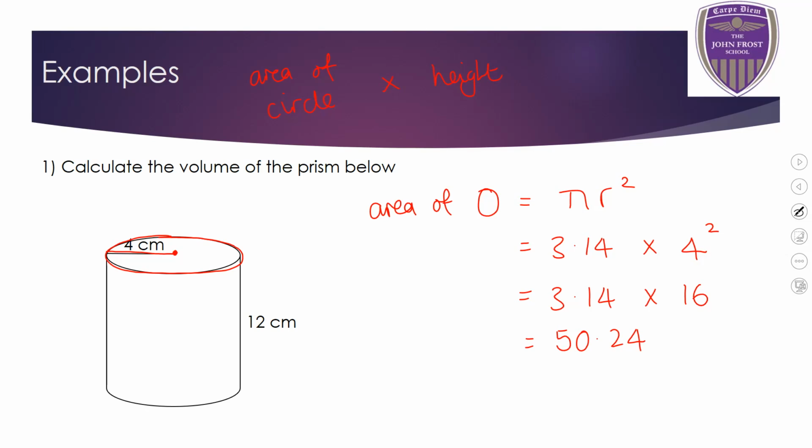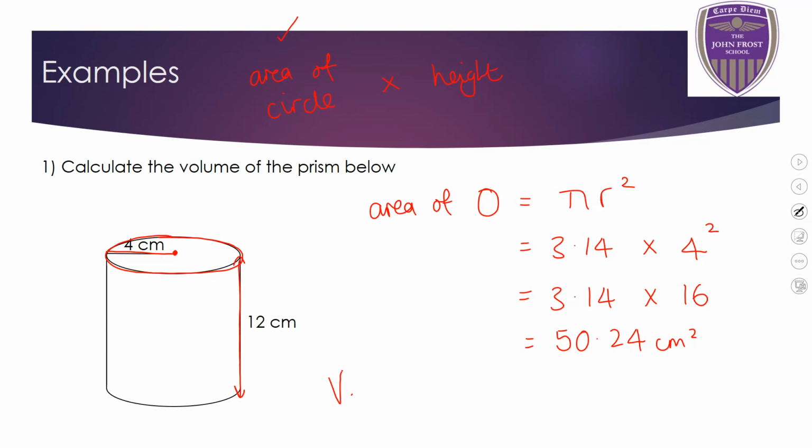Okay, but that was area at the moment, so that's centimeters squared. So that part is done. Look, area of the circle. The area of that circle is 50.24 centimeters squared. We can see from the diagram that the height of this cylinder is 12 centimeters, so that area of 50.24 is the same all the way through.